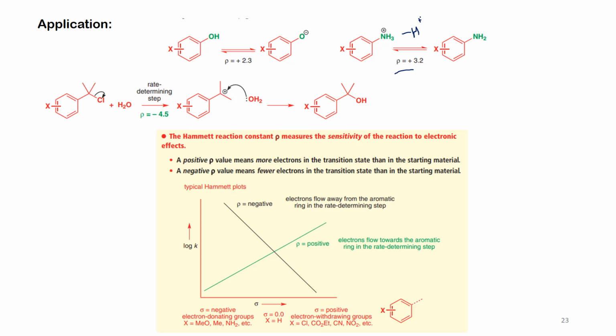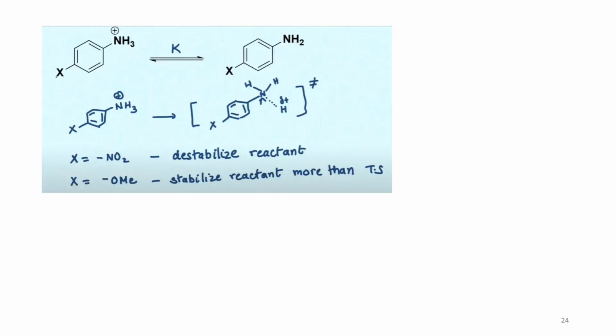So you can consider this similar to a deprotonation reaction. This is also a deprotonation type of reaction. Now in this case, if we add a substituent, can we explain by this one? For this reaction, what is our transition state? One proton will get removed from the system and we will get this as our product. Now if X equals an electron withdrawing group, what will happen?